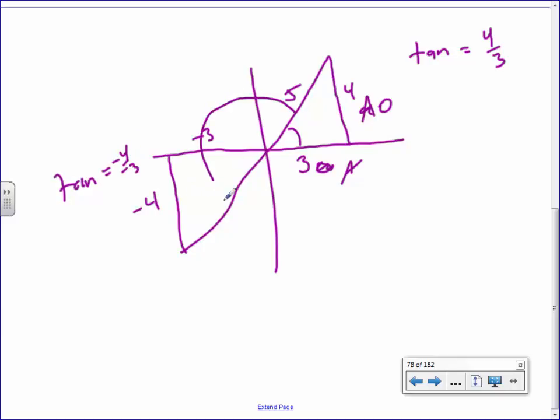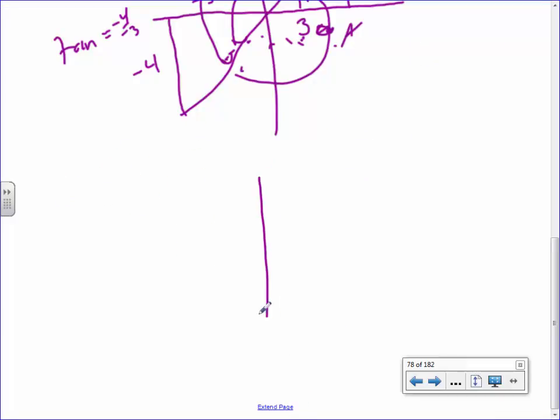From here to here is 180. Then from here to here back again is another 180. And then from here to here is 180. Tan is always in these two quadrants here if it's positive, or in these two quadrants here if it's negative, which means it's always a half circle away from each other. Does that make sense? I guarantee tan is always a half circle.